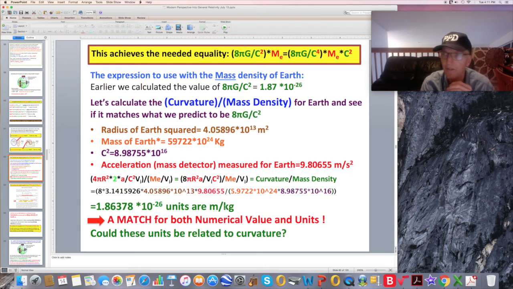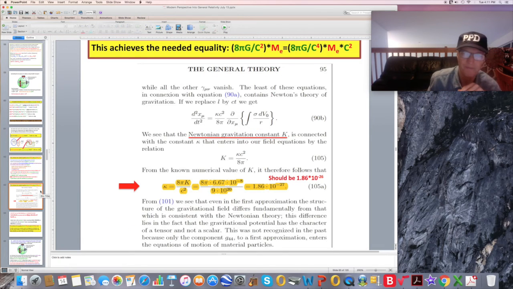So this gives you the effect mass density has on the curvature for any kind of mass all over the universe. Absolutely amazing little tiny constant. Okay, so we now have a match for both the numerical value and the units. And could these units be related to curvature? Oh, darn right. So let's go and see what Einstein said. I took this out of his book. My book's almost falling apart.